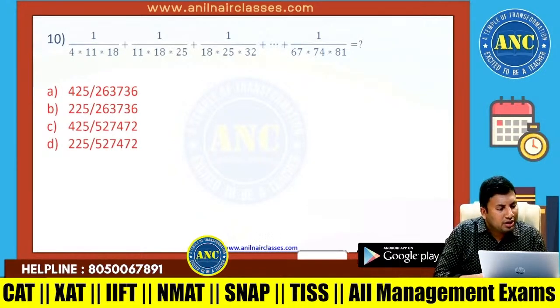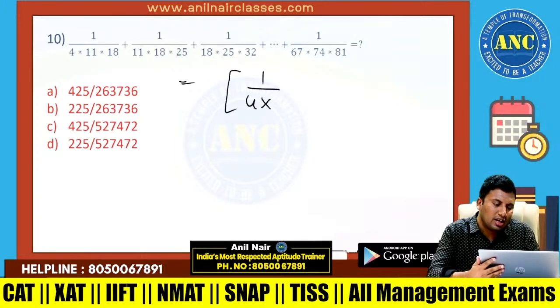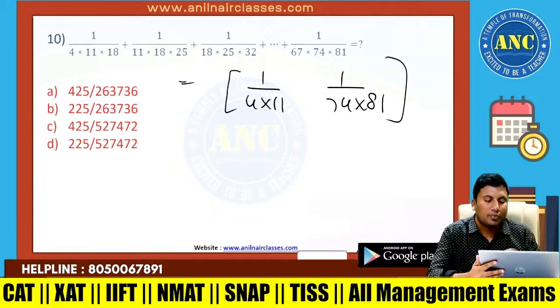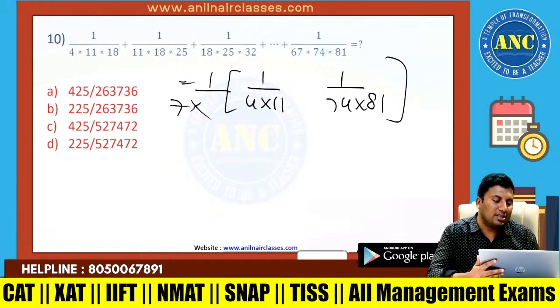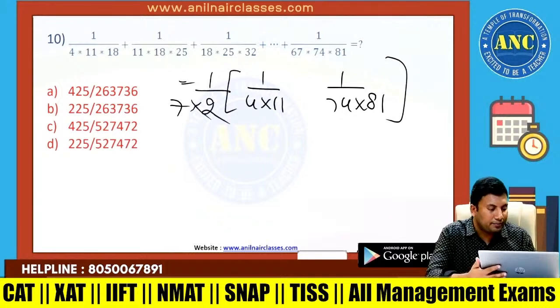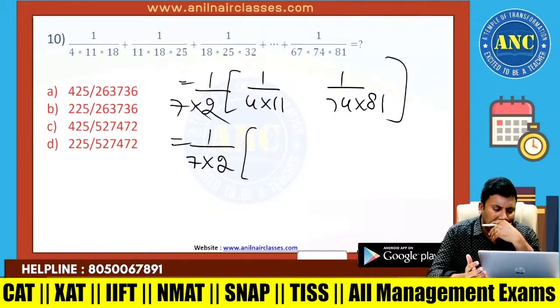1 by 4 into 11 into 18. So directly, 3 numerical values are there. Write down the first 2 and the last 2. 1 by difference, the difference is 7. 3 numerical values will become 2. This is one way to solve: 1 by 7 into 2, 1 by 4 into 11 minus 1 by 74 into 81. Now here is one important concept which I want to discuss.